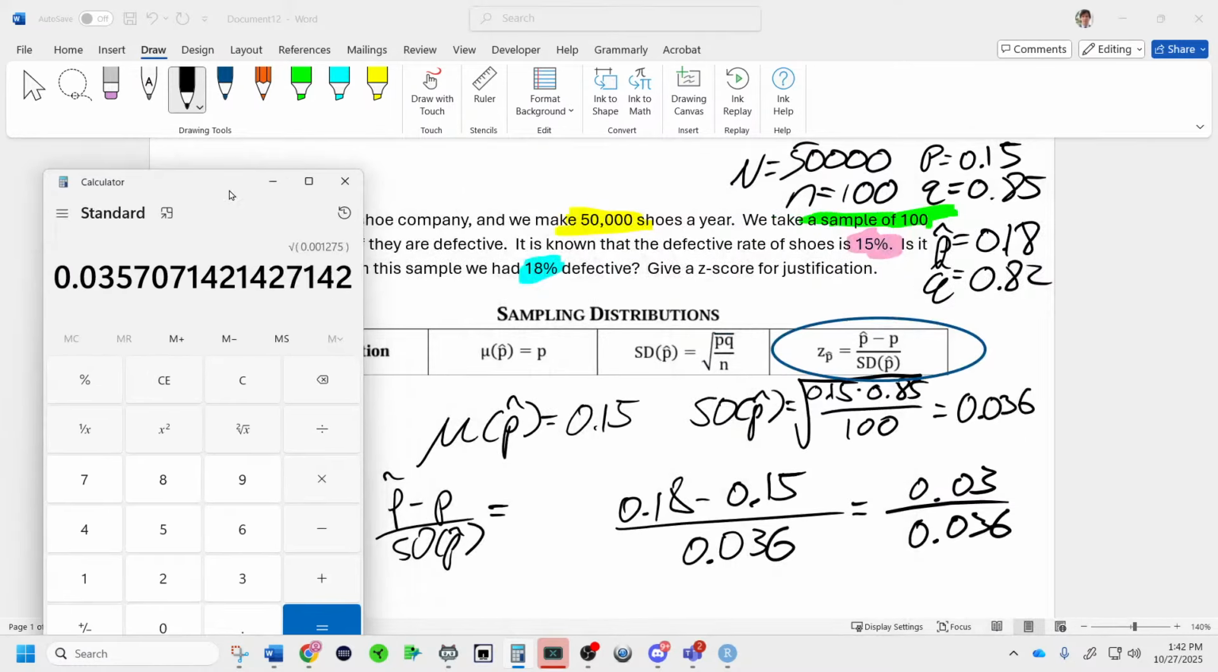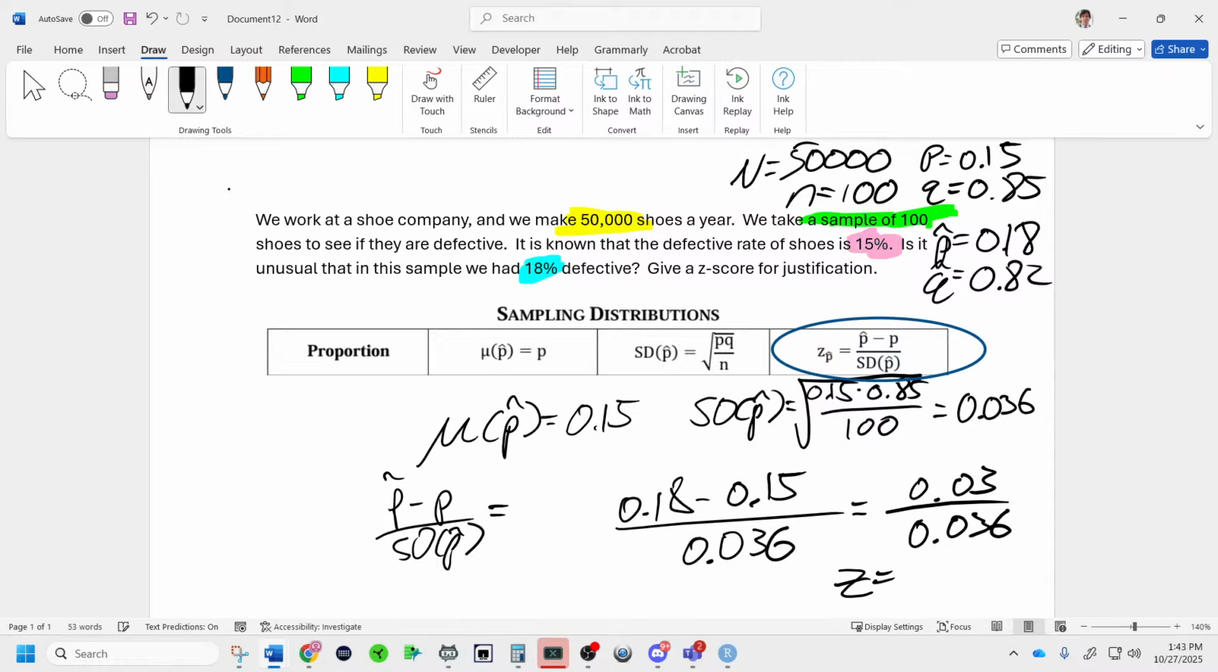So we take 0.03 divided by 0.036, and there it is, 0.0833. So z equals 0.0833 repeating. And on a curve, that would look something like where you go up not even a full standard deviation. So you'd go up not even one, and you'd land about here.